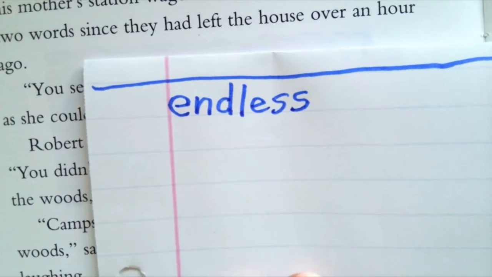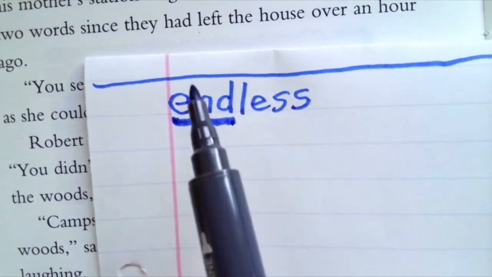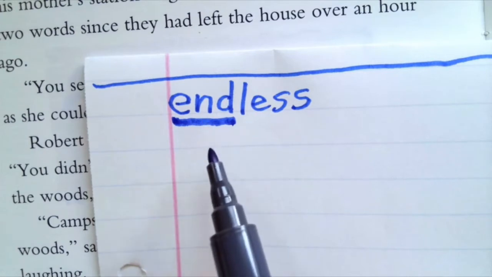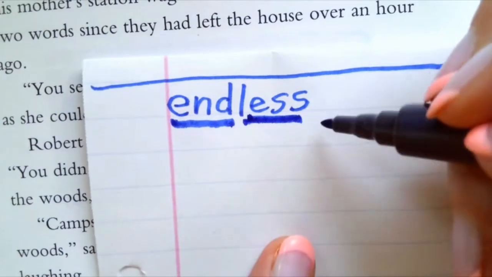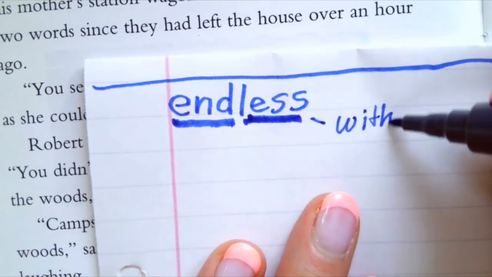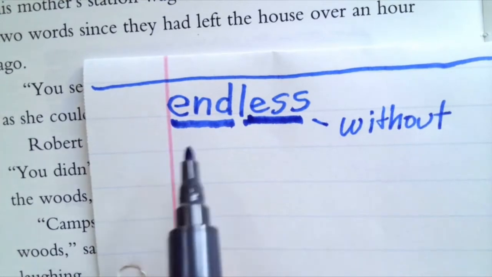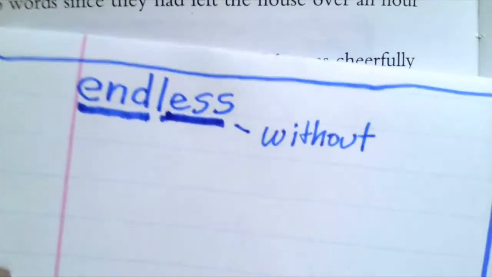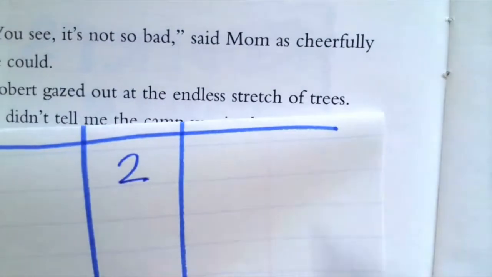Endless. I see one word in here that I know. That is a root word. What does it say? End. And less is a suffix that means without. So this could be something that is without end. This is also on page 2. Endless, without end.